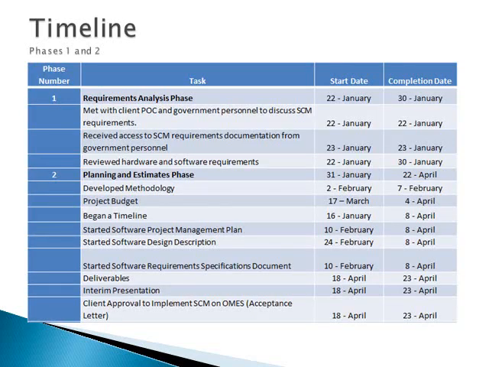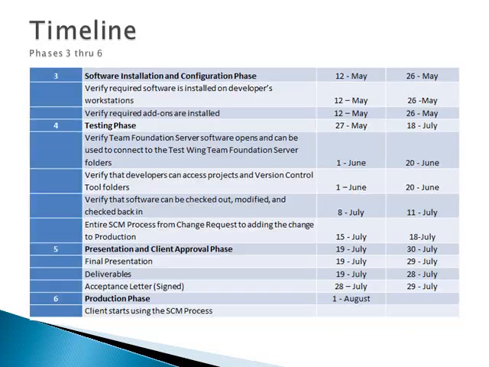During the planning and estimates phase, a timeline was generated. Shown are the first two phases completed during the first semester, the requirements analysis phase, the planning and estimates phase, the tasks associated with each phase, and the start and completion dates. Timeline projections for the second semester were made and were recently completed. Shown are the software installation and configuration phase, the testing phase, the client approval phase, and the production phase.